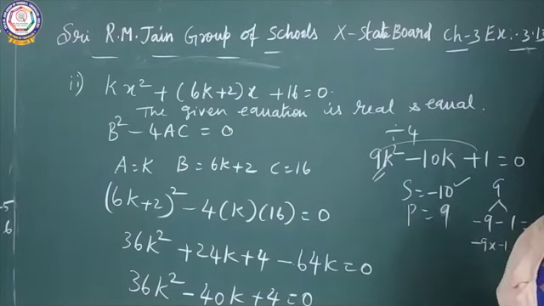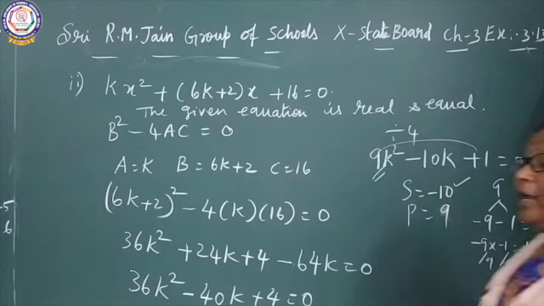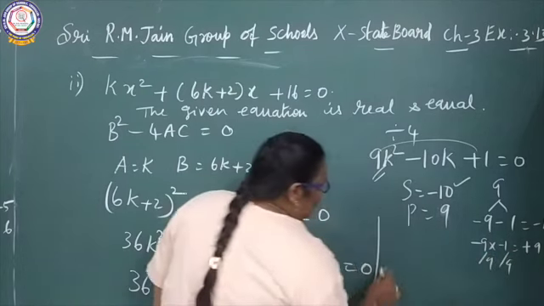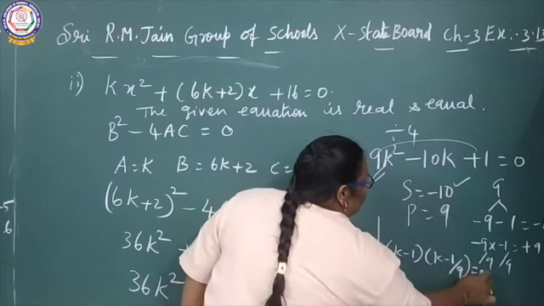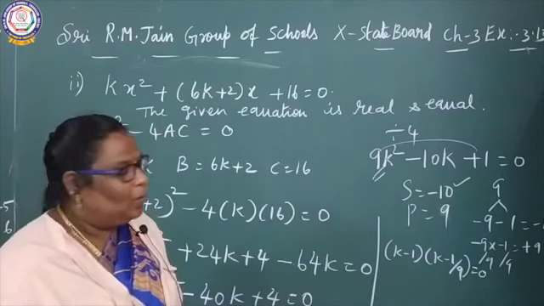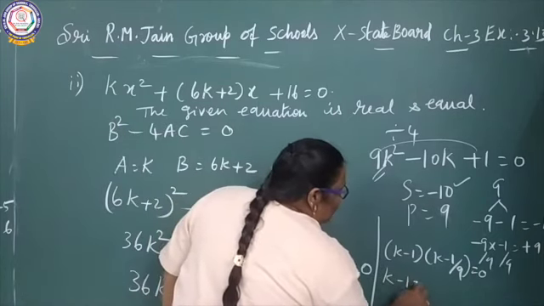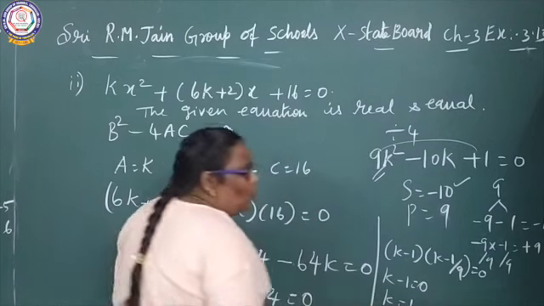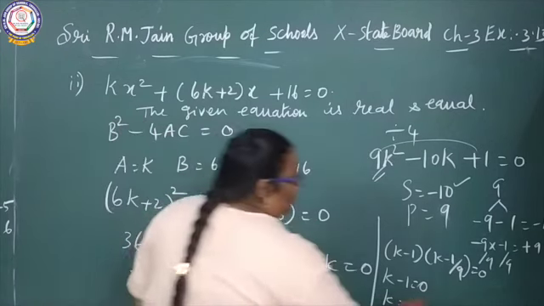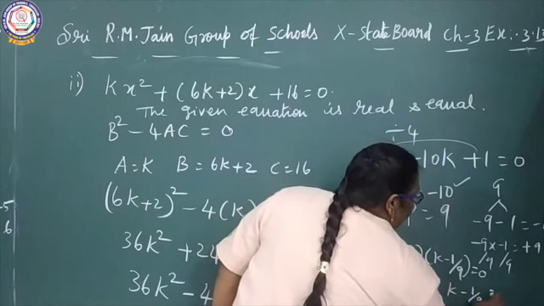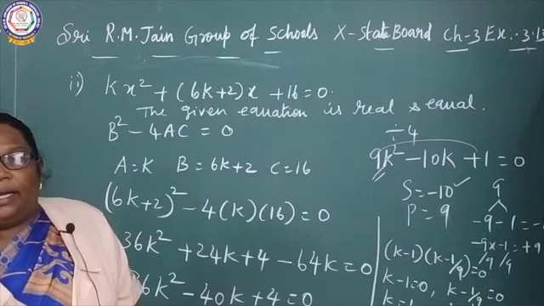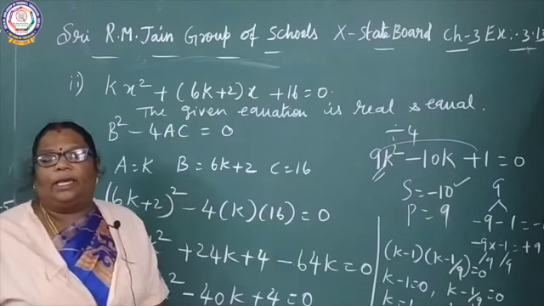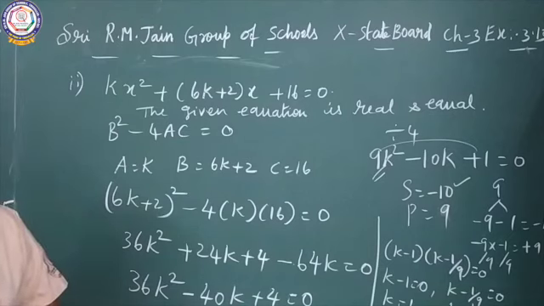Coefficient is there, so divide that coefficient by 9. So what is the value for this? See here, k minus 1 into k minus 1 by 9 equal to 0. k minus 1 equal to 0, k equal to 1. k minus 1 by 9 equal to 0, k equal to 1 by 9. So what is the value of k? k equal to 1 comma 1 by 9.